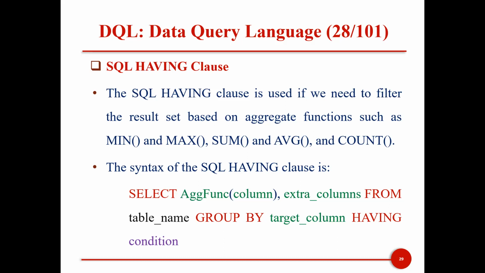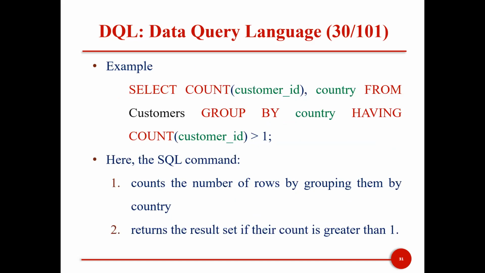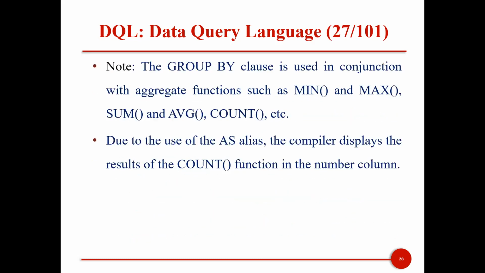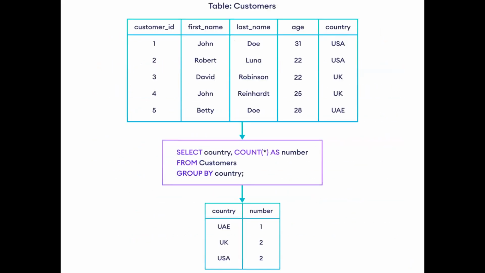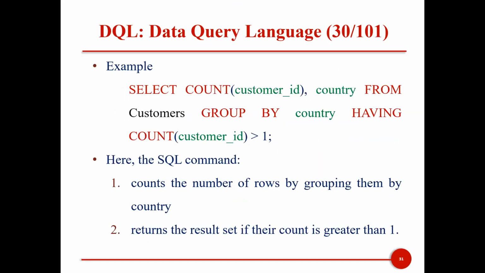The syntax of SQL HAVING is you put SELECT, then the aggregate function, then the column, then you can add extra columns from the table, maybe customers, then you GROUP BY a particular column, then HAVING, you state the condition. For example, here we are saying SELECT, then let it count for us how many customers there are. You are counting the IDs of the customers. You realize that from here, how many customers do we have? 5 customers. So this command will count for you how many customers there are.